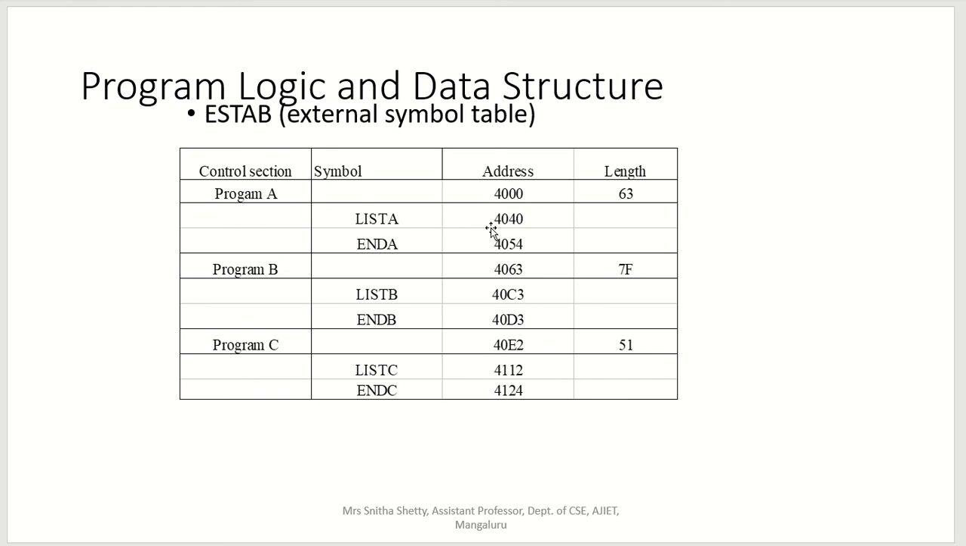Hope it is clear. The length of program A is 63, the length of program B is 7F, and the length of program C is 51. Program A begins with 4000, program B begins with 4063, and program C begins with 4082. Now look at program A. Program A wants the data from program B. Similarly, program B wants the data from program C. We call this an external reference, and since the data is defined in some other program, we also call it an external definition. Now we'll solve that.